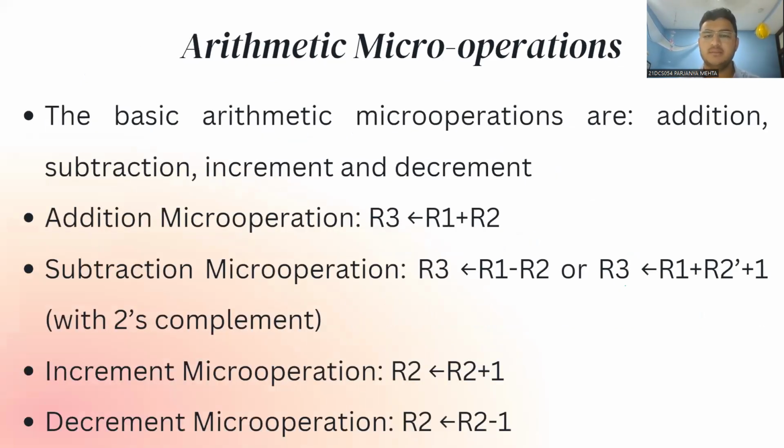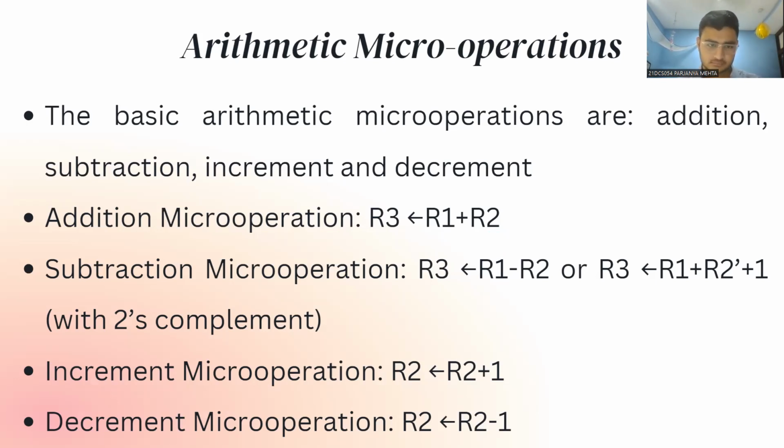Then we have arithmetic micro operations. There are four basic arithmetic micro operations: addition, subtraction, increment, and decrement. In the addition micro operation, we can already see the example. The data present in R1 and the data present in R2 are added, and the result is stored in R3.